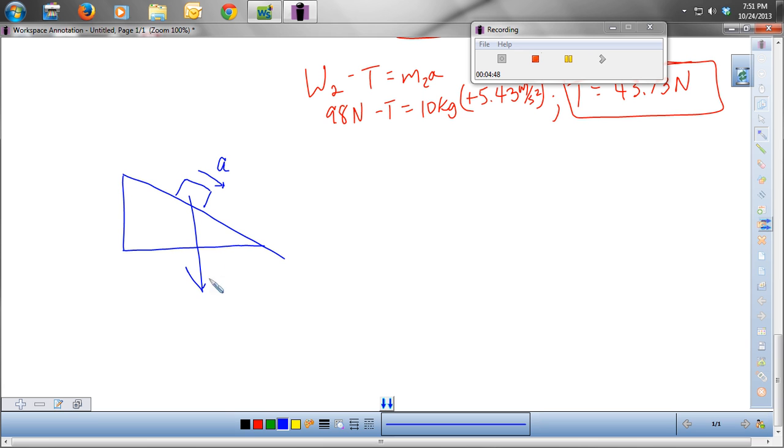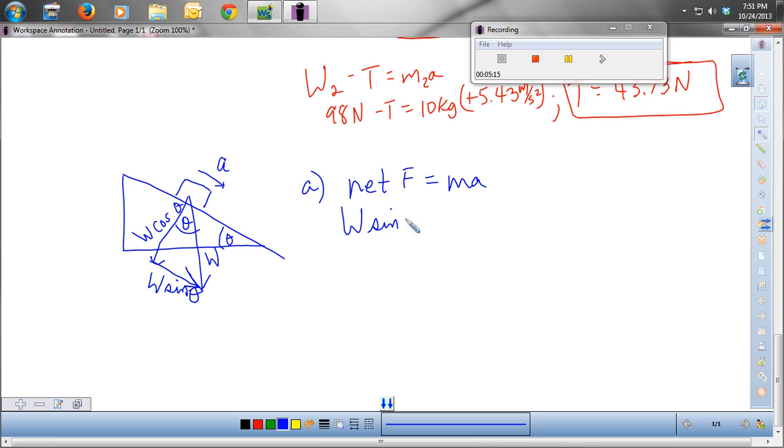So there's my weight. There's my W cosine theta. There's my W sine theta. This is my theta. So, part A, there's no friction. So the only thing sliding the block down the ramp is W sine theta. So W sine theta gives me my net force, and it's equal to ma.